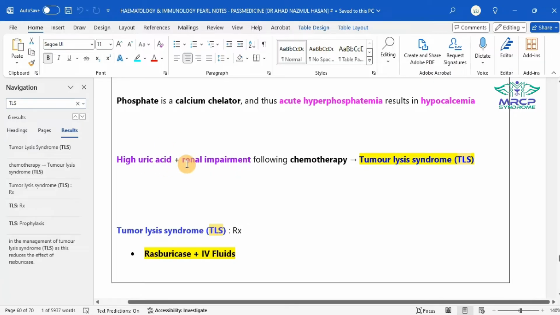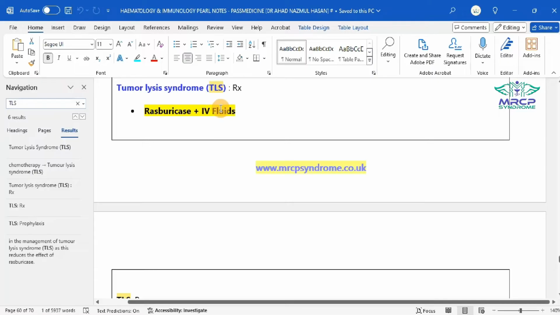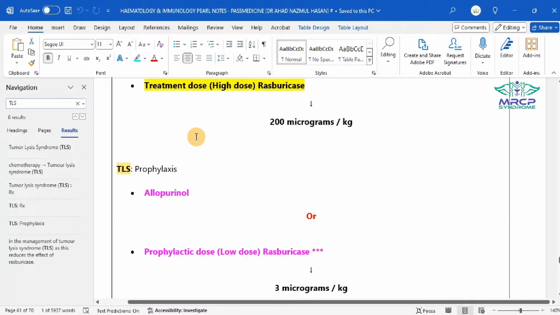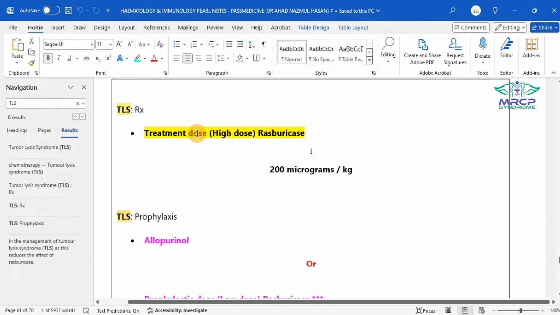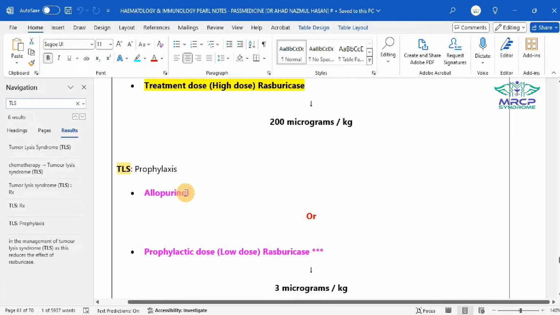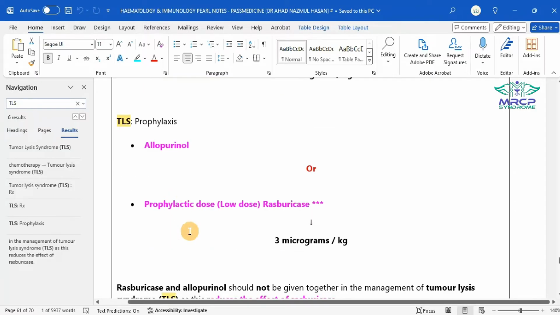So high uric acid plus renal impairment following chemotherapy, the most likely diagnosis is the tumor lysis syndrome, and for the management we need to go for IV fluid and the rasburicase. So rasburicase can be given both for prophylaxis as well as treatment. And allopurinol is only for the prophylaxis, and in case they ask for the prophylaxis and both allopurinol and rasburicase are given in the options, then you will be going for the rasburicase.